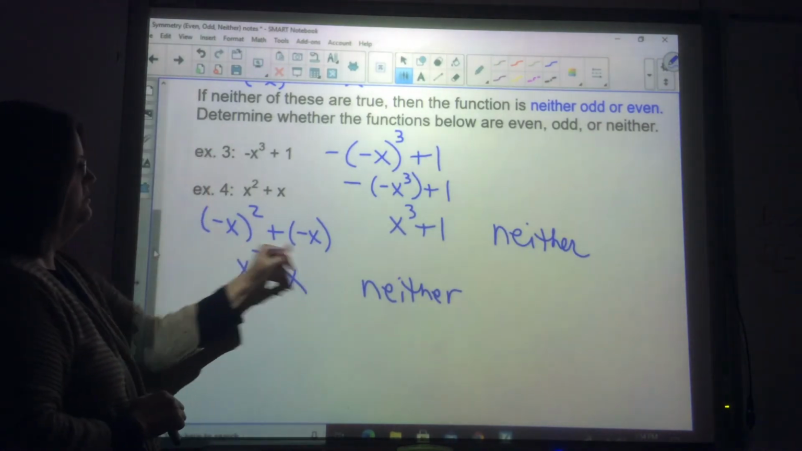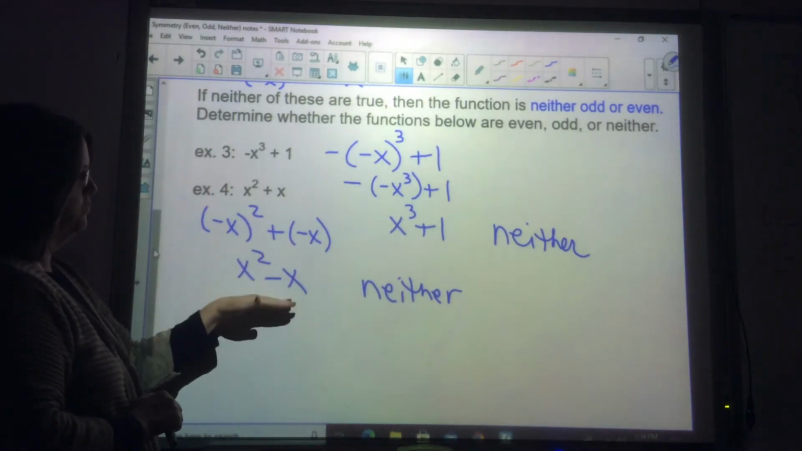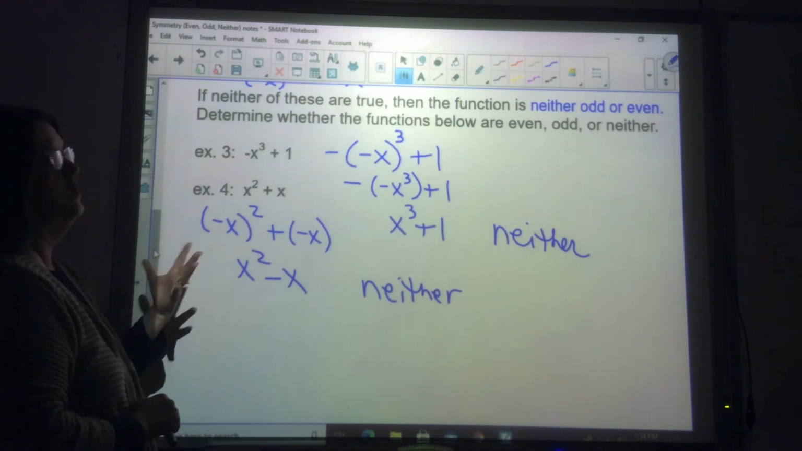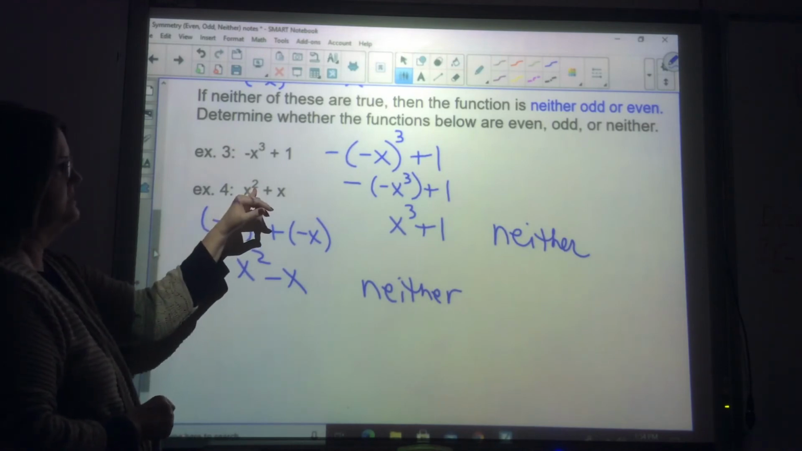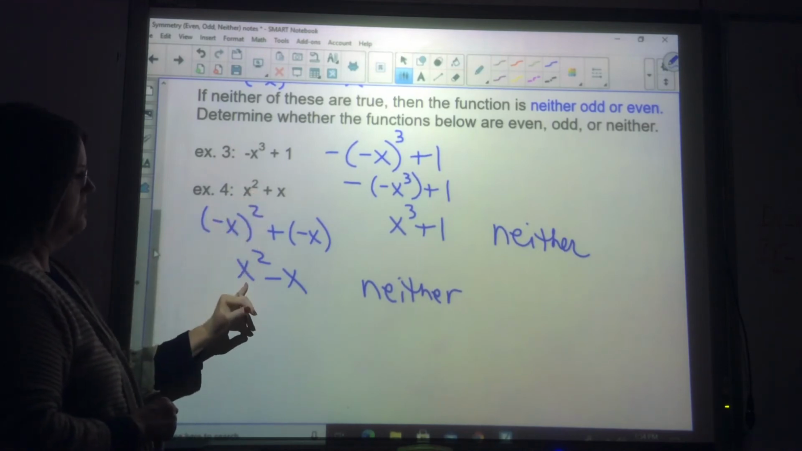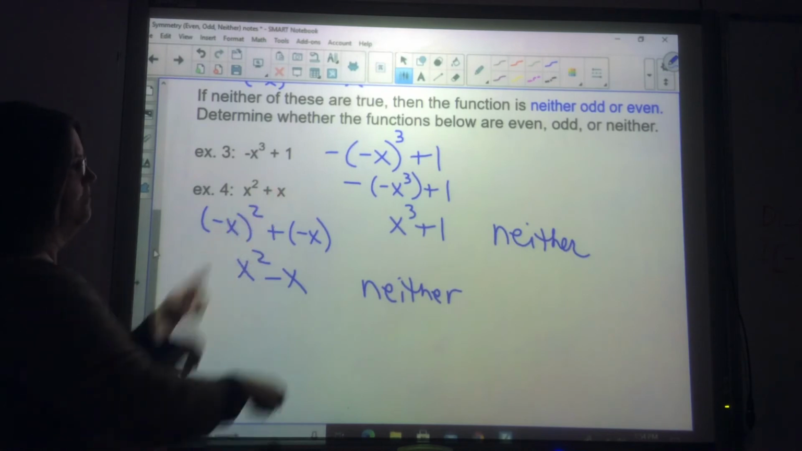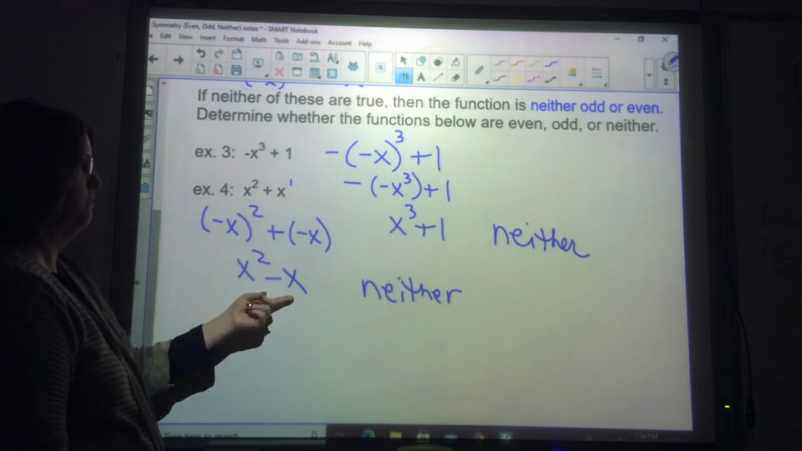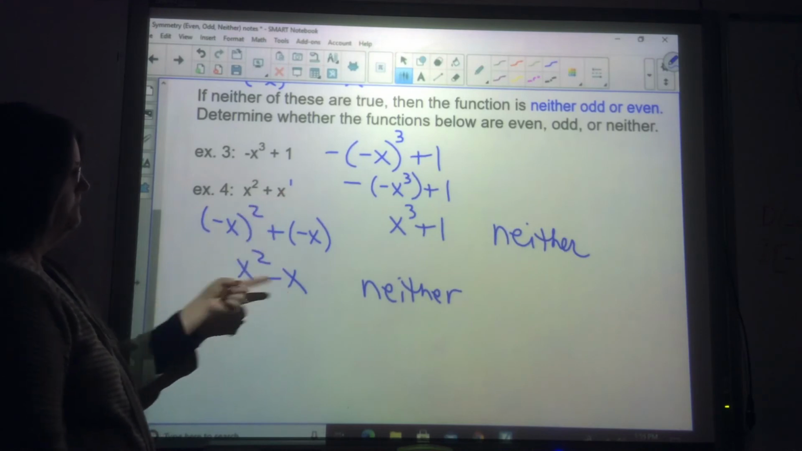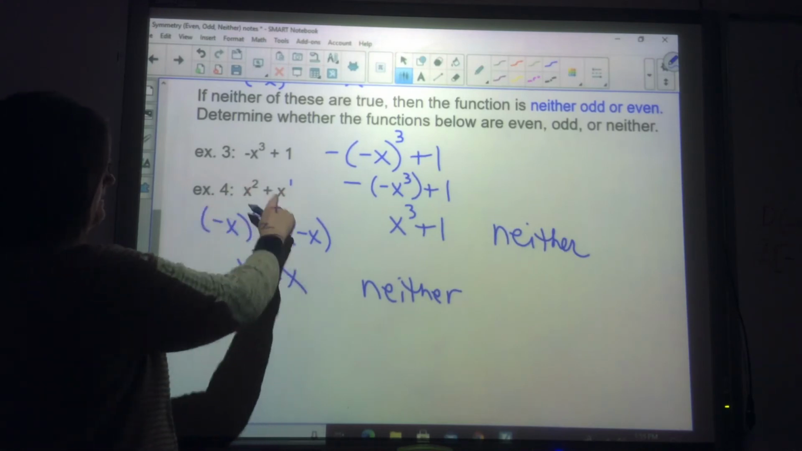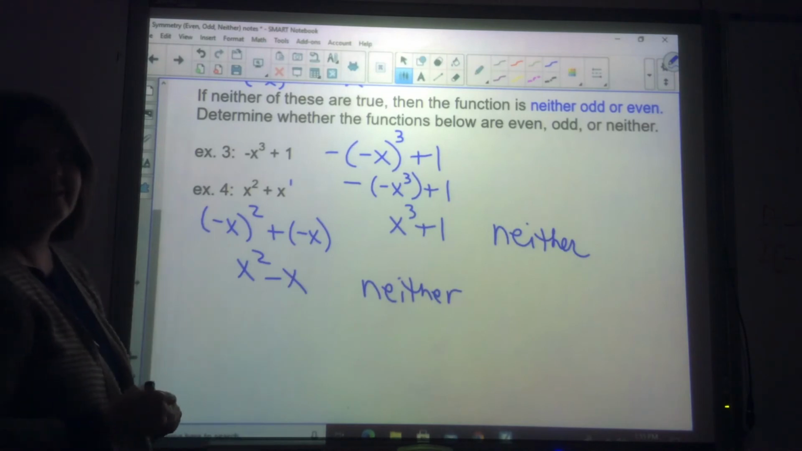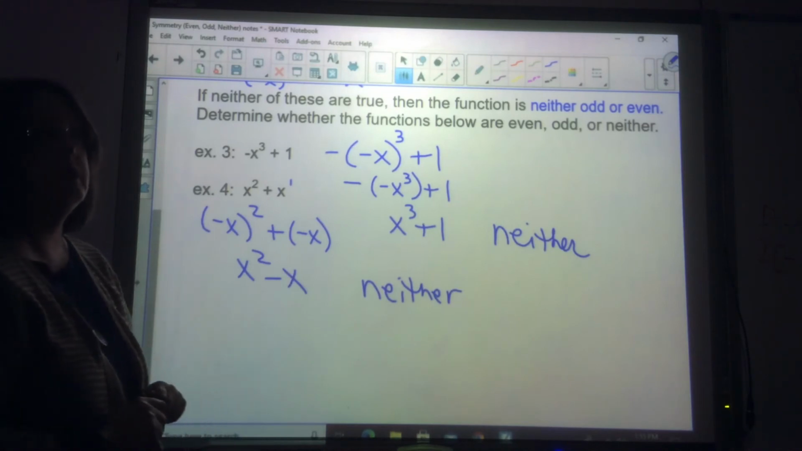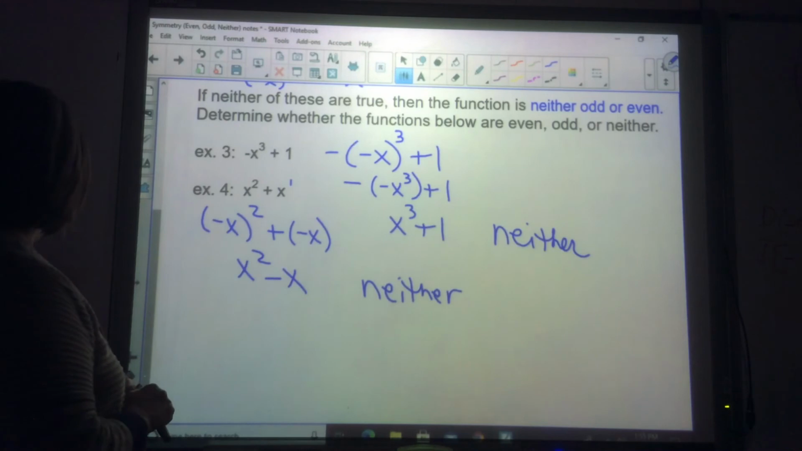If I come down here and do the same, here's the work done, but I'm just going to go through the shortcut with you. If it's to the second power, the sign will not change. If it's to an odd power, this is to an understood 1 power. Got an understood 1 for an exponent. If it's odd, it will change. This is neither. Because although this is the same, this is opposite. Remember, completely the same to be even, completely opposite to be odd.